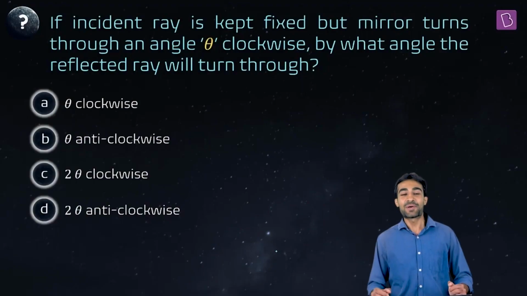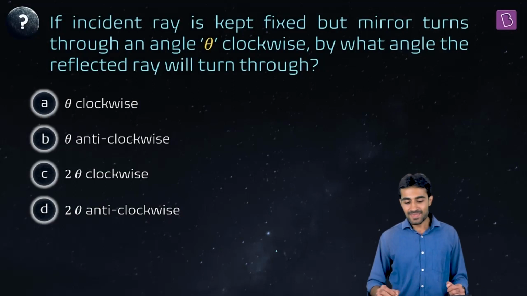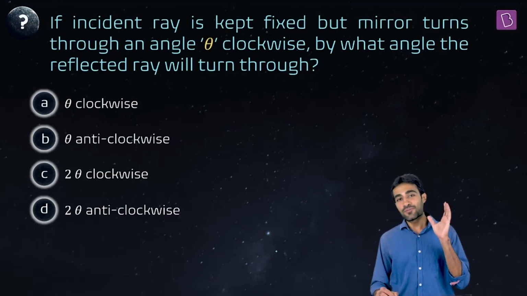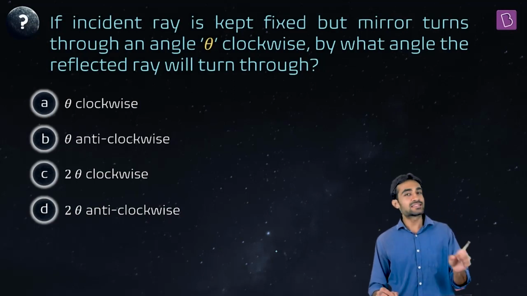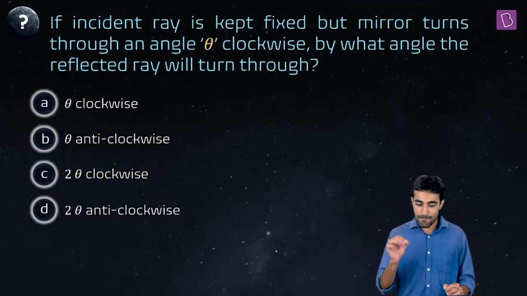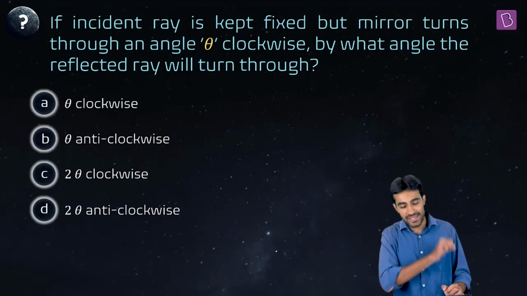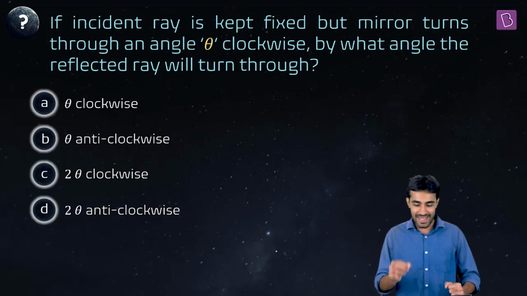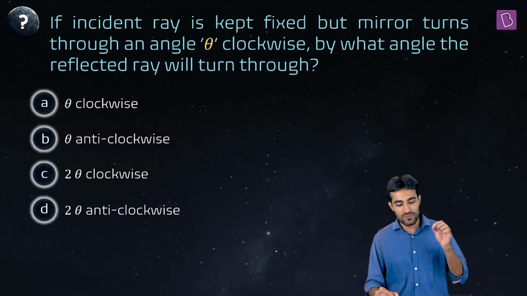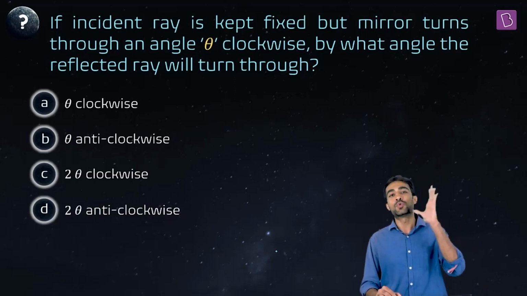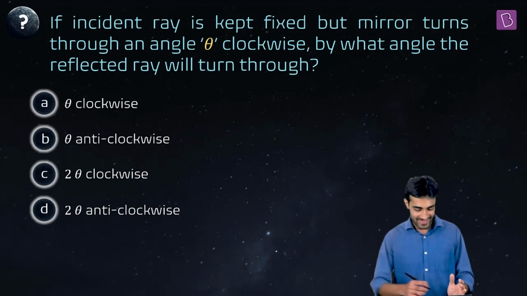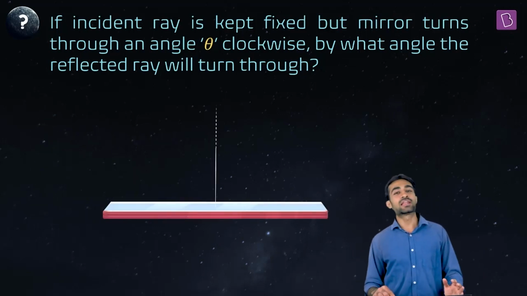Let's have a look at this beautiful question. If the incident light ray is kept fixed, but the mirror turns through an angle theta clockwise, by what angle will the reflected ray turn through? Good question. So let's see the situation given in the question.